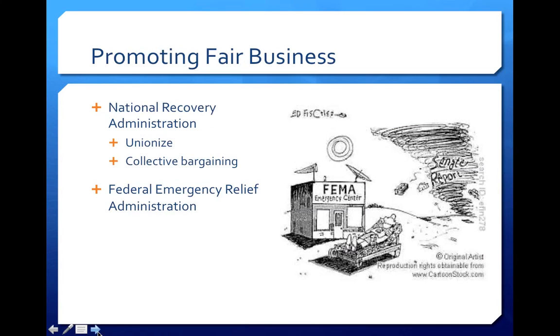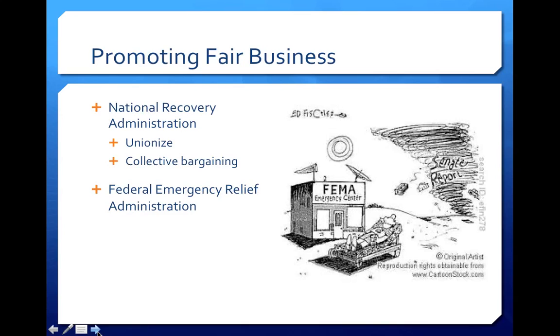Promoting fair business. When we look at fair business practices, we first take a look at the National Recovery Administration. Again, this will put forth the rights of laborers. It'll establish unionization, where they will bargain under collective bargaining for fair work practices and working rights.